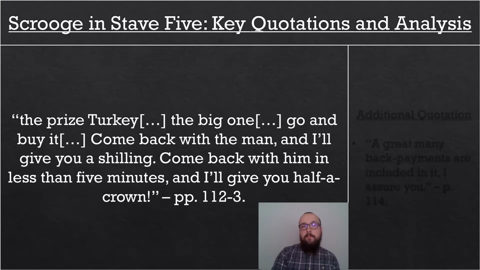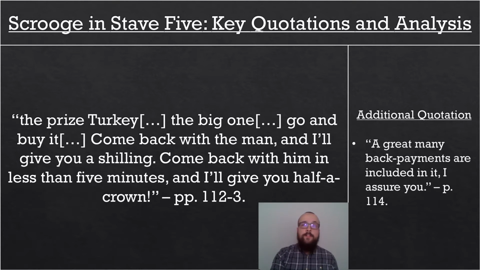Scrooge's newfound monetary generosity is seen elsewhere in Stave 5, such as when he offers to donate to charity a sum which includes "a great many back payments," with the two adjectives great and many compounding to suggest that Scrooge is offering to donate a vast sum of money. Now, if you want to think about where Scrooge is shown to not be generous earlier in the story, why not think about how he dealt with the charity representatives in Stave 1, or how he considered paying Bob Cratchit on his day off as "picking a man's pocket."